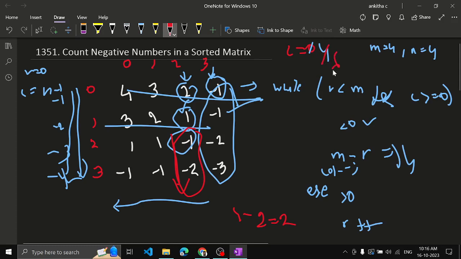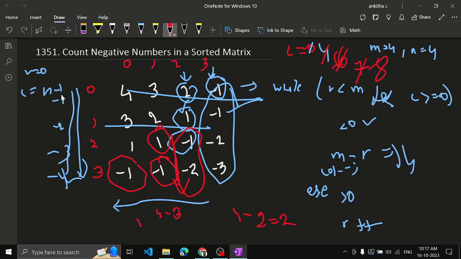So count will become 6 now. These two, minus 1, minus 2. So count is 6 now. Got it? So once done, again do column minus minus. Column will point here. Is this negative? No. Move to the next row. So when you are moving to the next row, is it negative? Yes, it is. So again do m minus r. So that is nothing but 4 minus 3, that will be 1. So it will increment to 7. Now column minus minus, again it is negative. 4 minus 3, again. So that will give you 1. So it will become 8 total. So you found the count as 8.